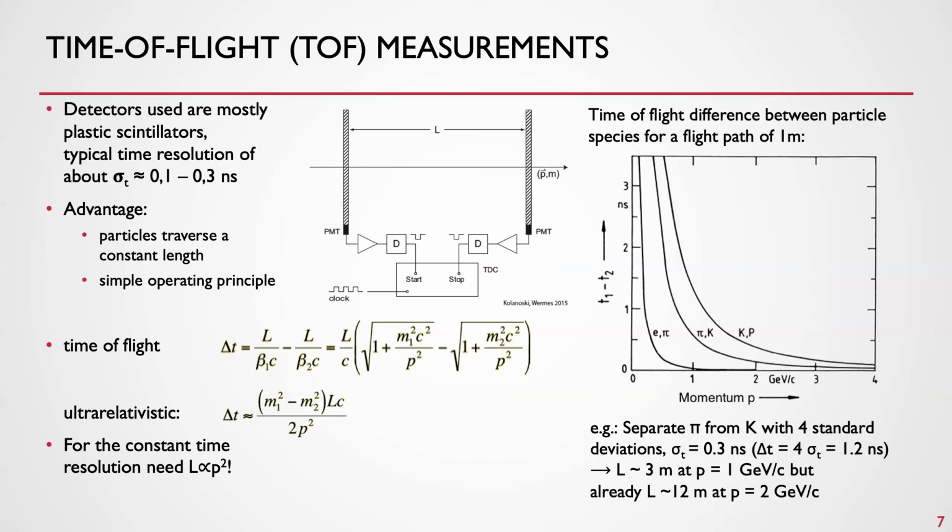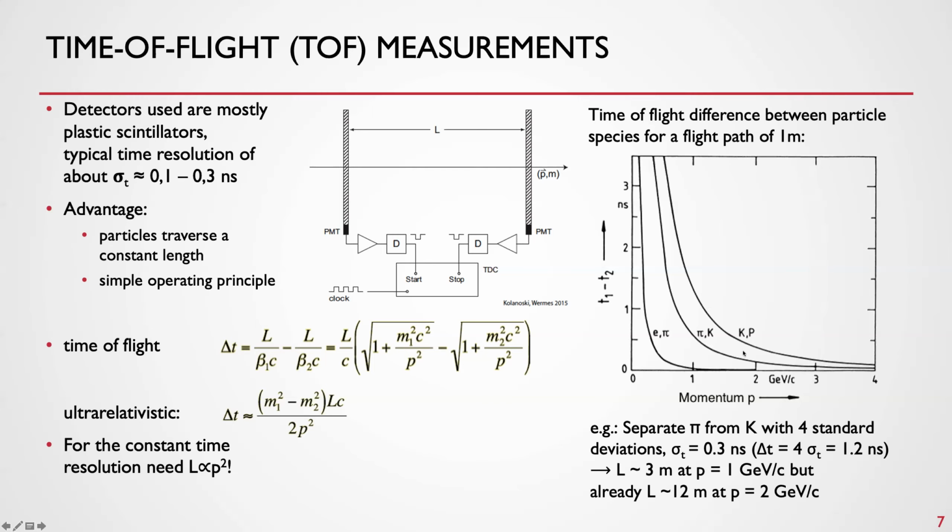So if our timing detector has a constant resolution, let's say 0.3 nanoseconds, then unfortunately the length that's required to achieve a separation power grows with the square of the momentum. It does not grow linearly, it grows with the square. Let's look at some numbers. The diagram to the right shows the time of flight difference between different particle species, for pairs of particles, for a flight path of 1 meter, okay? So this is normalized to 1 meter, which is already a very sizable detector.